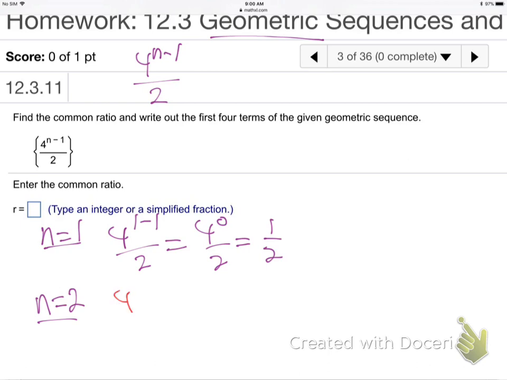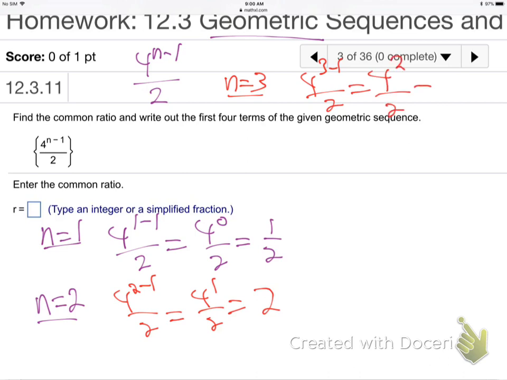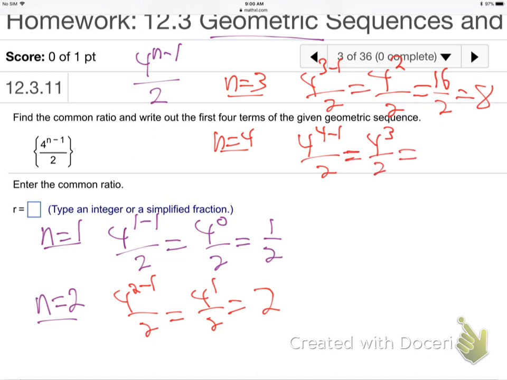So let's plug in 2. So plug in 2, we get 4 to the 1 over 2, get 2. Is that good for n equals 2? And then plug in 3, 4 to the 3 minus 1 over 2. 4 to the 2 over 2, 16 over 2, 8. And then plug in 4, and we get 4 to the 4 minus 1 over 2. 4 to the 3rd over 2, which is, what is that, 64 over 2? So 32. All right, so the sequence goes like this. The first one's a half, then comes 2, then comes 8, then comes 32. Good so far? So those are the first four terms.